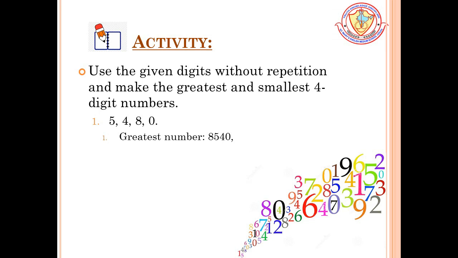Then what about the smallest number? You cannot write 0458 because it is 458. It is considered as a 3-digit number. So the smallest number is 4058. Two more examples where you have to solve it.